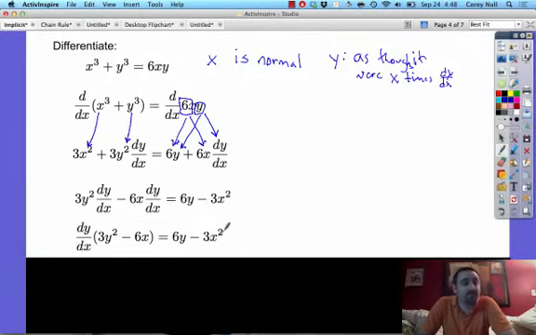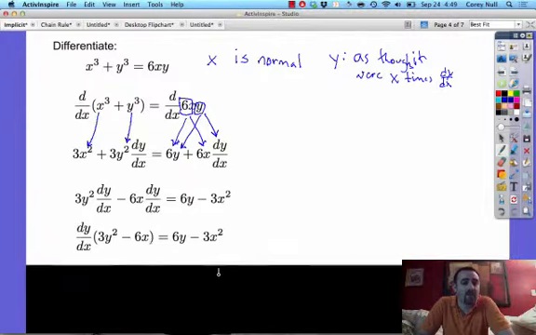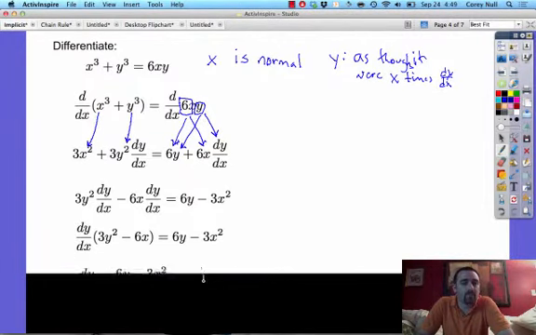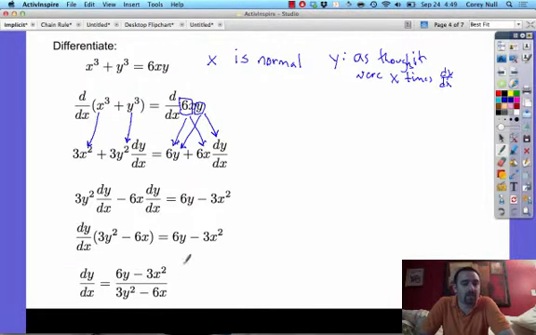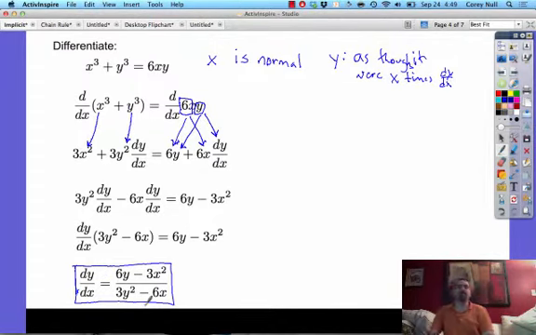Next step is to factor out dy/dx. And I get dy/dx times 3y squared minus 6x equals 6y minus 3x squared. Finally, I divide both sides by that quantity on the left, and I get my answer. The derivative of the y variable with respect to x of this relation is given by this rational expression. Now here's something I want you to keep in mind with these problems.